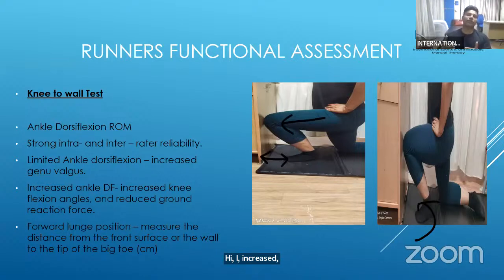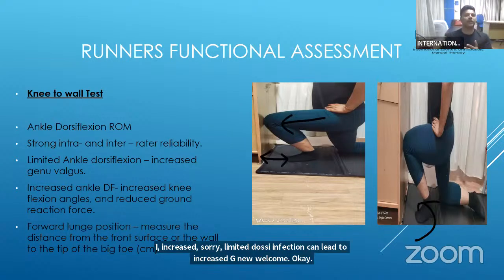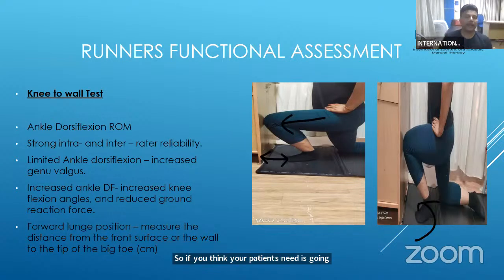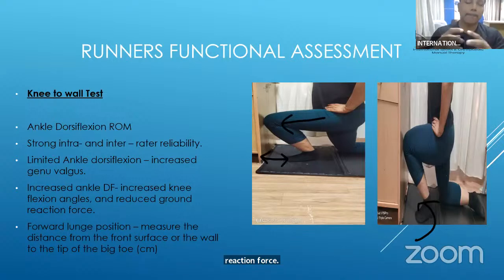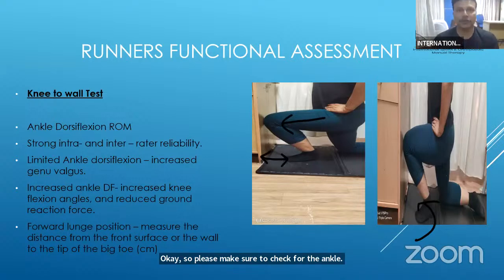Okay, so if you think your patient's knee is going medially and you think it is coming from the hip, most of the time we think like that. I'm sorry, it is actually the ankle which is causing the genu valgum. Okay, and with increased ankle dorsiflexion, sometimes people who are very flexible, females or males, can have increased knee flexion angle, and that can reduce the ground reaction force. So please make sure to check the ankle passive mobility as well, and functional screening as well. Somebody's asking me about the distance.